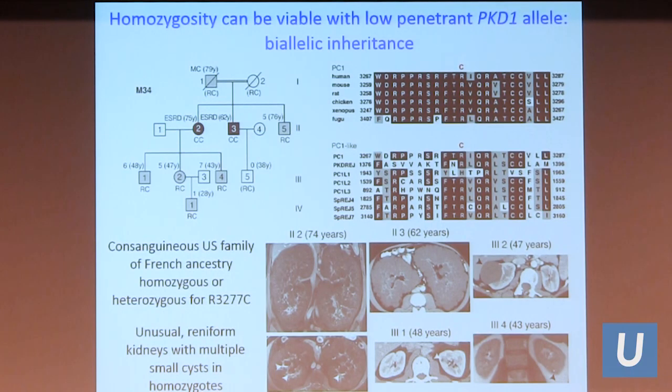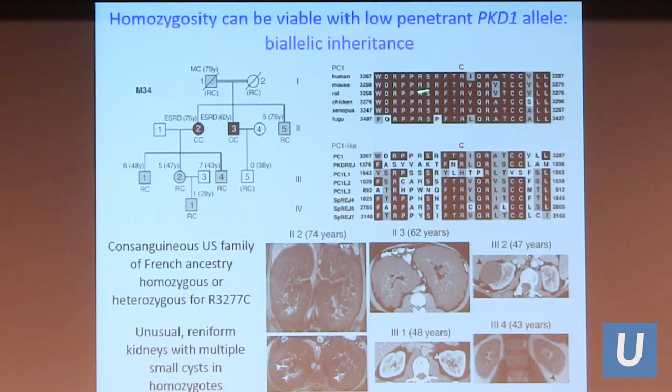So we've been interested in hypermorphic alleles or very weak alleles for a number of years. And this family was the one that really piqued our interest because we were able to show that individuals who were homozygous for a PKD1 missense change, a well-conserved missense change, were the only patients that developed full-blown ADPKD and end-stage renal disease. Obviously, we'd expect just one pathogenic change causing the disease in a dominant disorder.